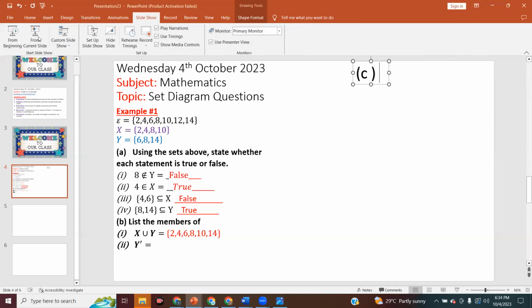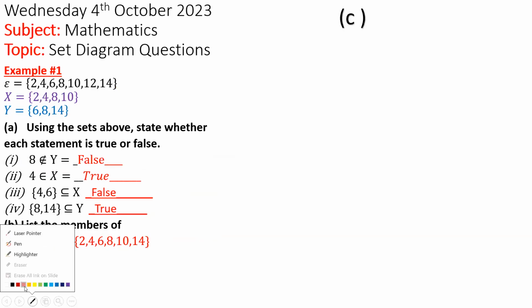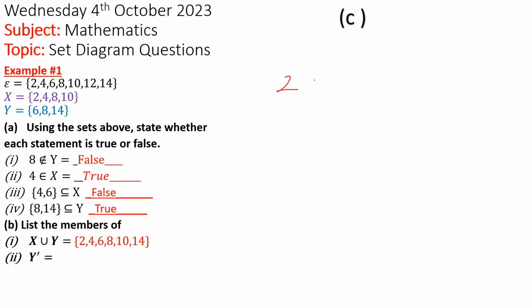So let me help you all understand what I mean. What are the elements in the universal set? 2, 4, 6, 8, 10, 12, and what else? 14, right? So this right here is the universal set, right?